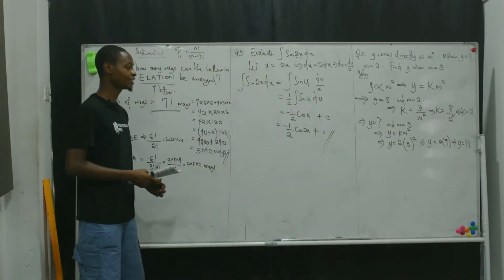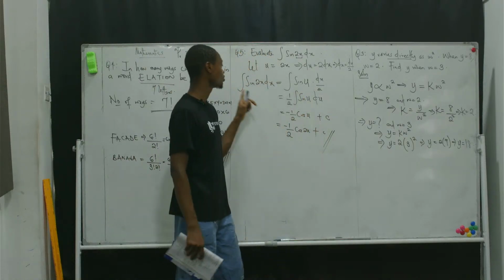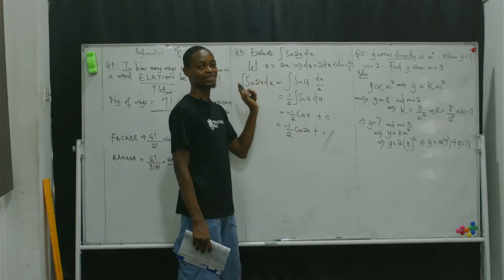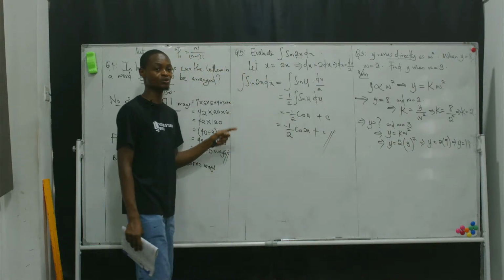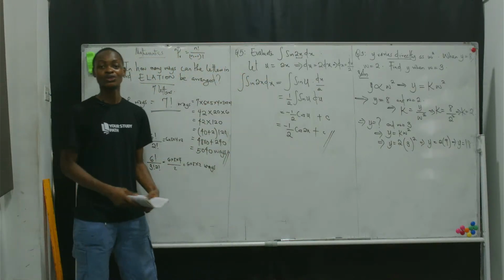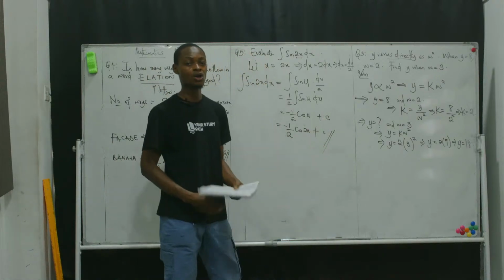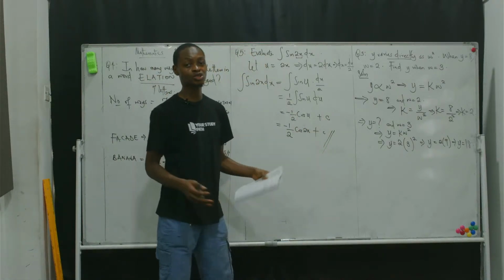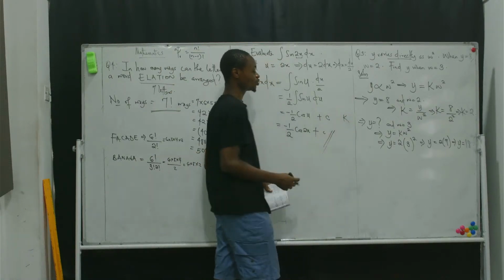So don't forget the constant of integration has to be added every single time you integrate an unbounded integral, right? This is an unbounded integral, which means there's no lower bound and no upper bound. So whenever you integrate an unbounded integral, a constant of integration must be added. Now, you can either use your constant of integration to be c, or you can use k. That depends on you, right?